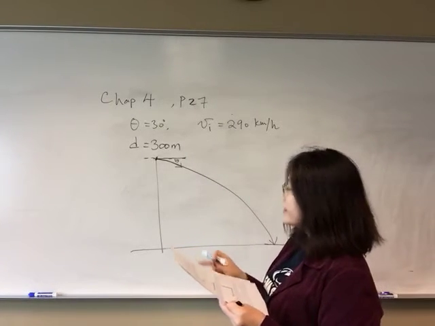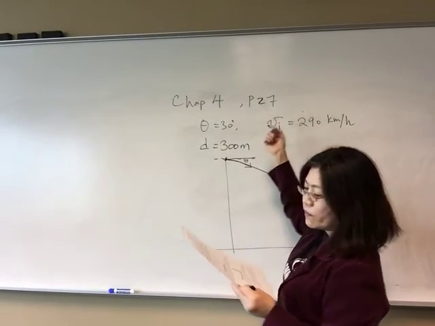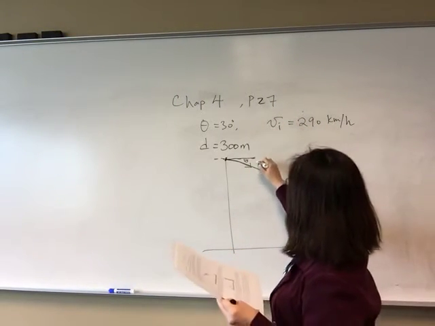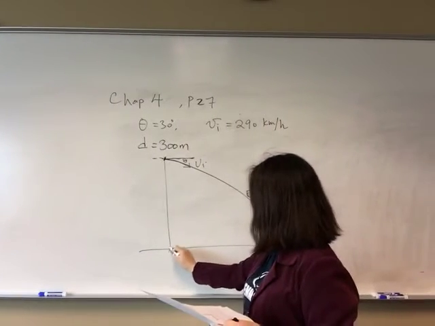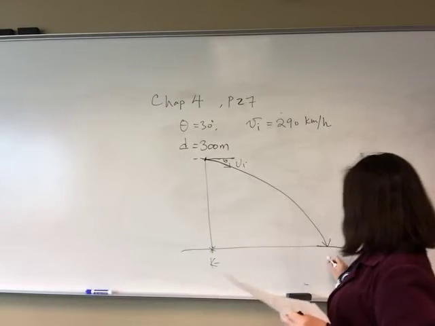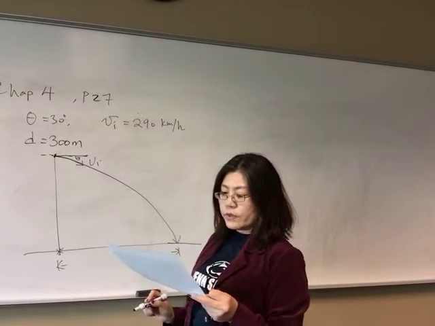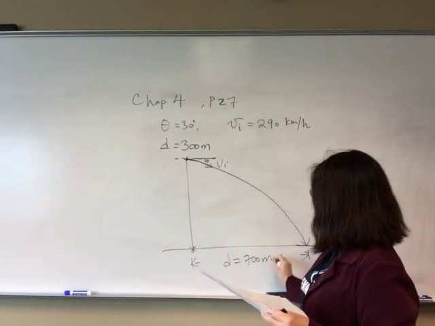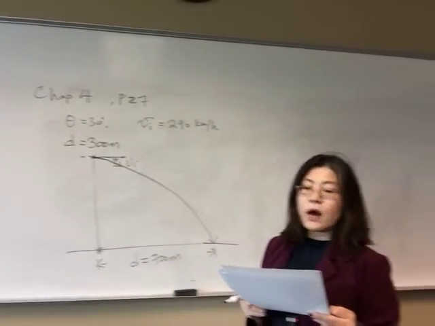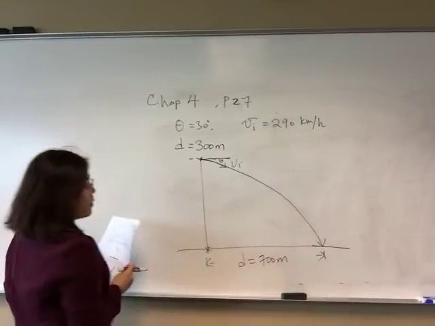So the initial velocity that is given, we call that vi or v naught. That doesn't matter. You have the vi here, and the d here, from this point to that point, is given. And so D here is 700 meters. You're asked to find time. You're asked to find how high it is above the ground.